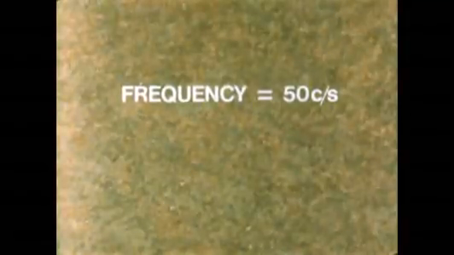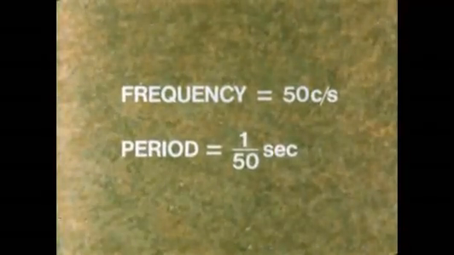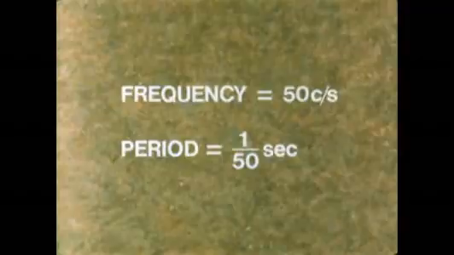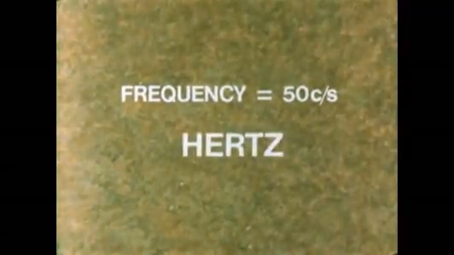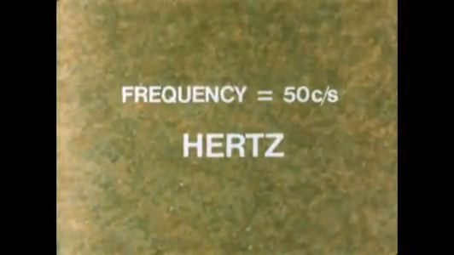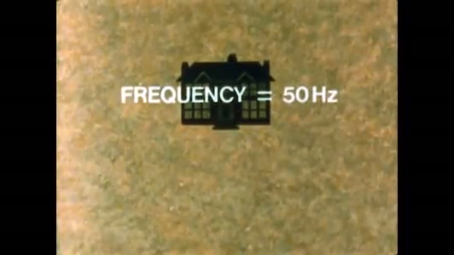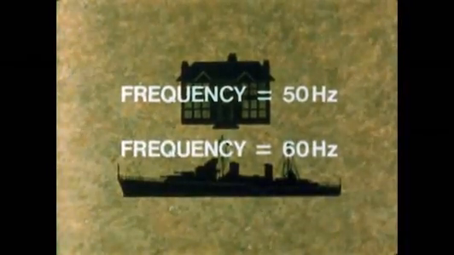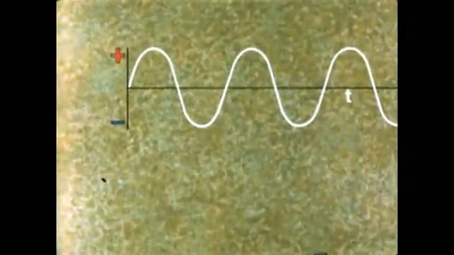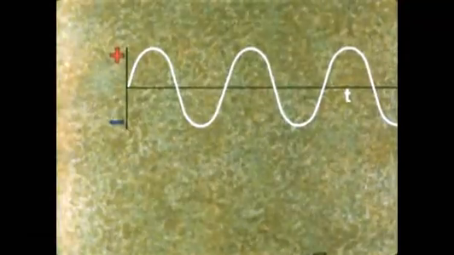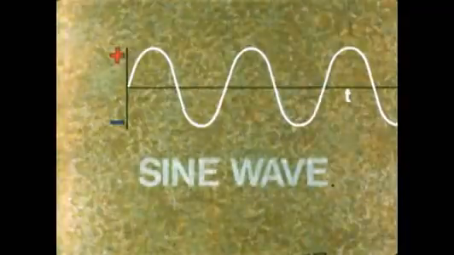The 50-cycle AC of the British National Grid has a period of 1/50th of a second. Incidentally, instead of saying cycles per second, we use the name hertz. In the United States, all electricity is generated at 60 hertz. The AC supply in a ship is usually 60 hertz, 60 cycles per second also. So diagrams like this are often used to illustrate alternating currents and voltages. And as we heard, this particular one is called a sine wave.